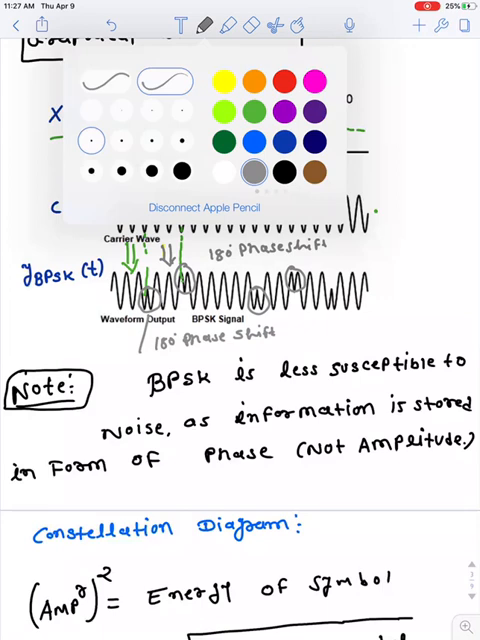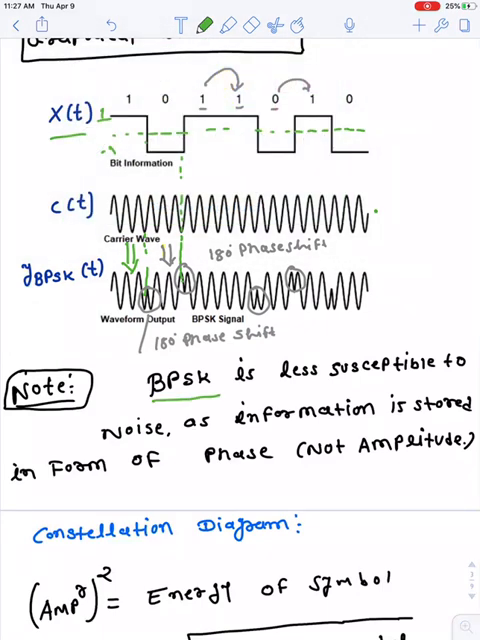Okay, so now here we can say BPSK is less susceptible to noise. So if the noise is added, it may not affect too much. BPSK is less susceptible to noise as compared to the earlier case of amplitude shift keying, because here the information is stored in the phase, not in the form of amplitude. So noise basically affects the amplitude more compared to the phase. So if information is stored in the form of a phase, then it is less affected by noise.